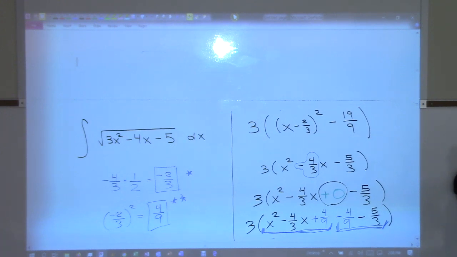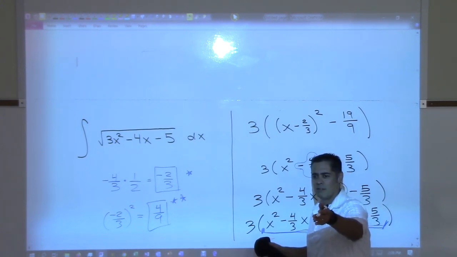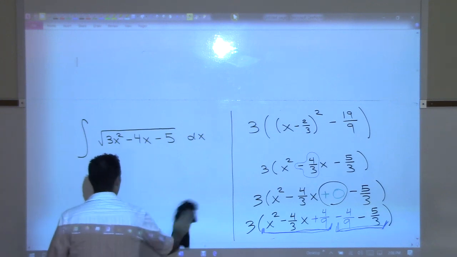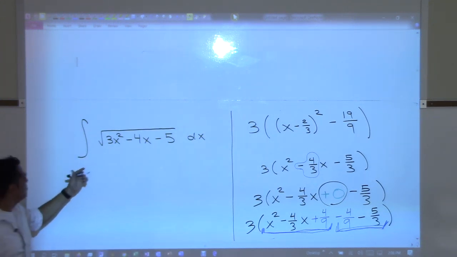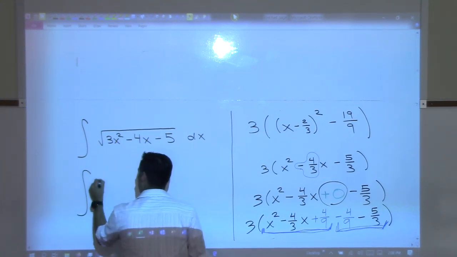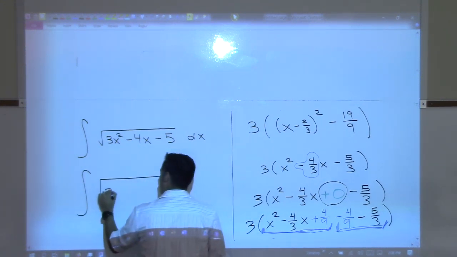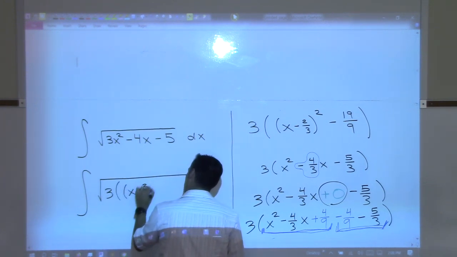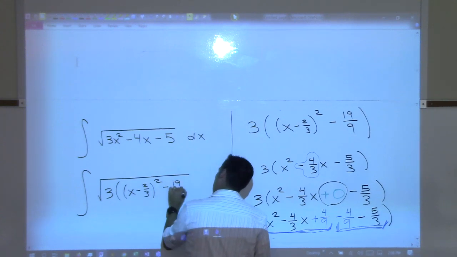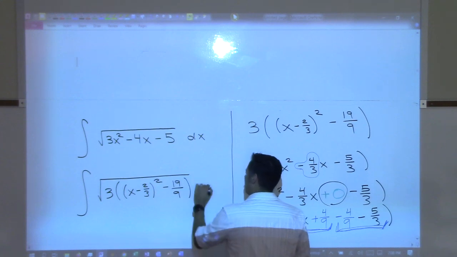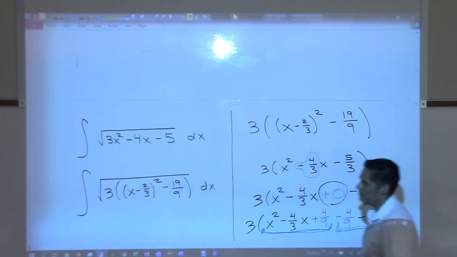There it is. Okay? We can rewrite. Now, this was your idea. Why did you want to do this? It's going to work. So let's go back here. You ready? We're going to come back to this now, and we're going to rewrite this integral. This integral now becomes the square root of 3 parentheses, then another parentheses, x minus 2/3 squared minus 19 ninths, and then dx. That's it. There's nothing else for us to write.